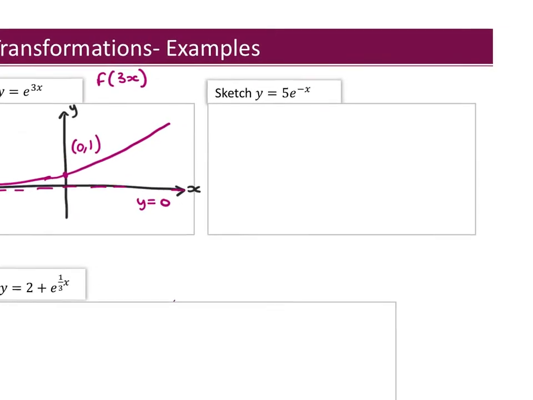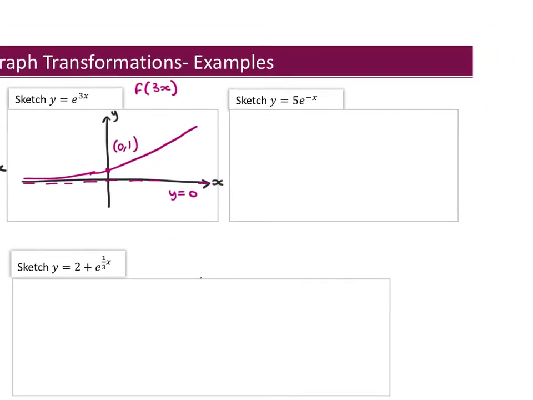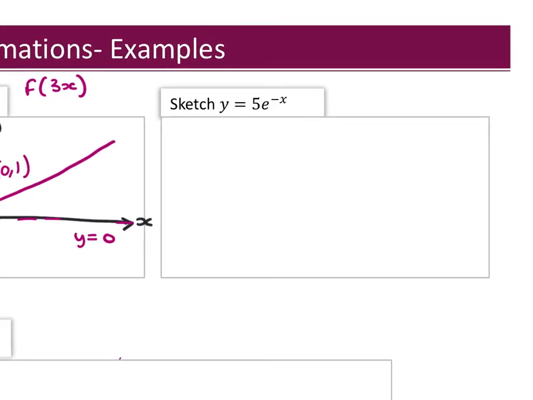Next question. Sketch y equals 5e to the minus x. What have we done to our function? We've multiplied it by 5, and then we have a minus x. Let's think about this function first. What are we doing to all of our x coordinates if it's minus x? We're going to multiply them all by minus 1. If we multiply them all by minus 1, this now becomes a reflection in the y-axis. Essentially we're going to flip it.